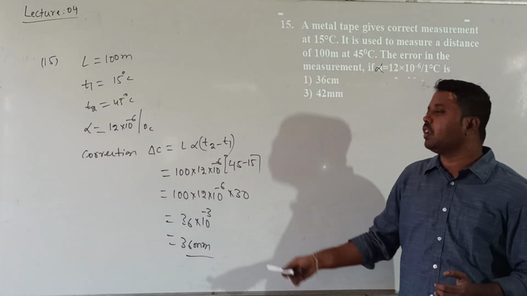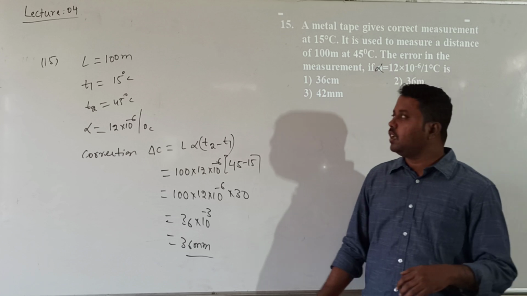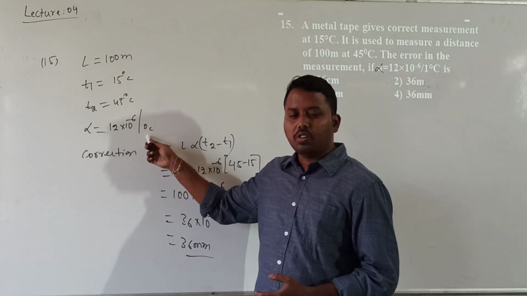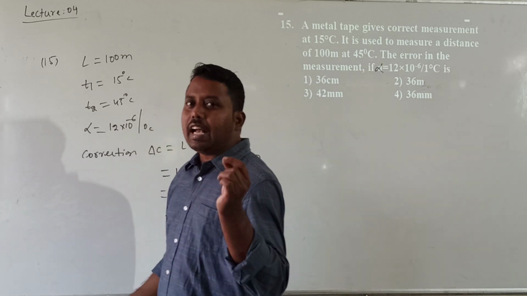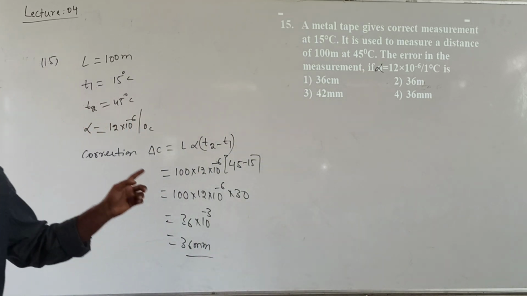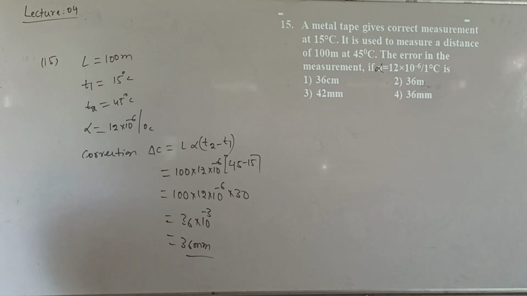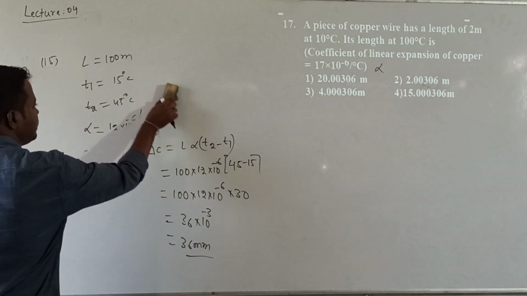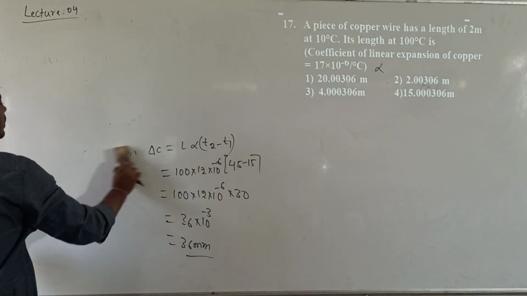It is a very small value. Why is it a very small value? Because the alpha value for the given metal is very low. Due to that reason, the correction required is very small. So this is question number 15. Next one. Question number 17. So what is the question?